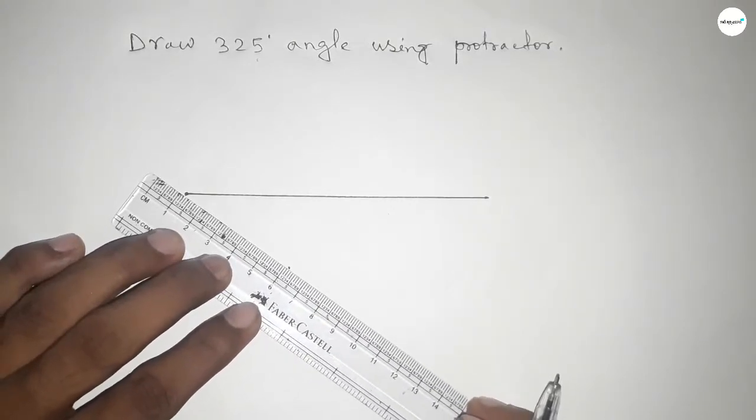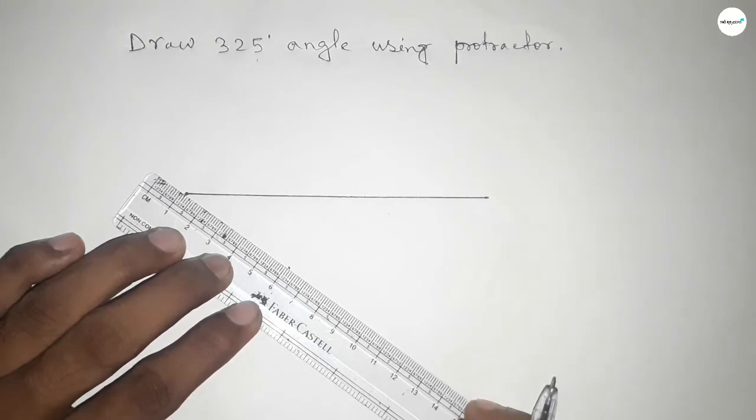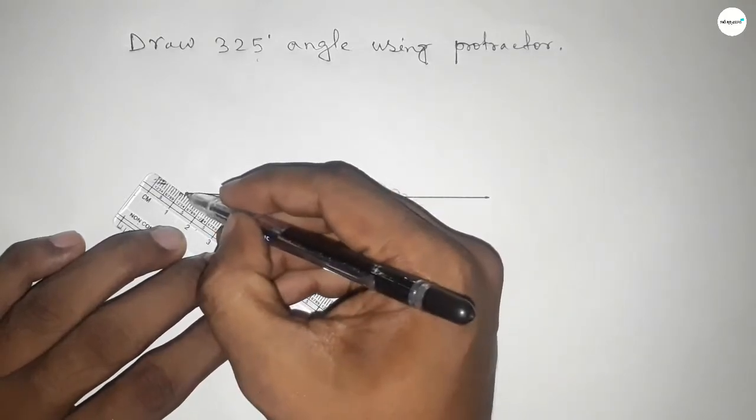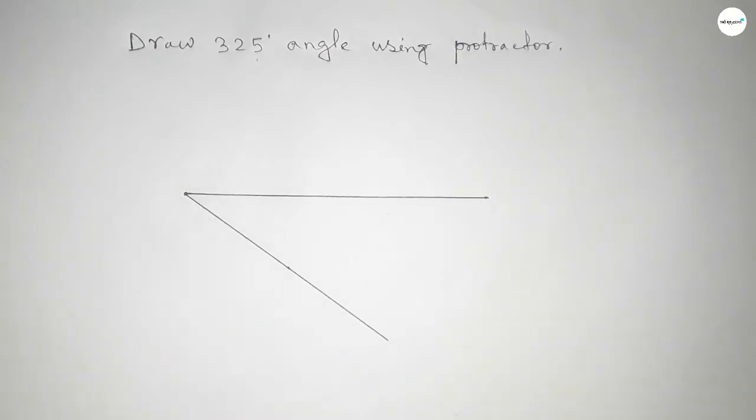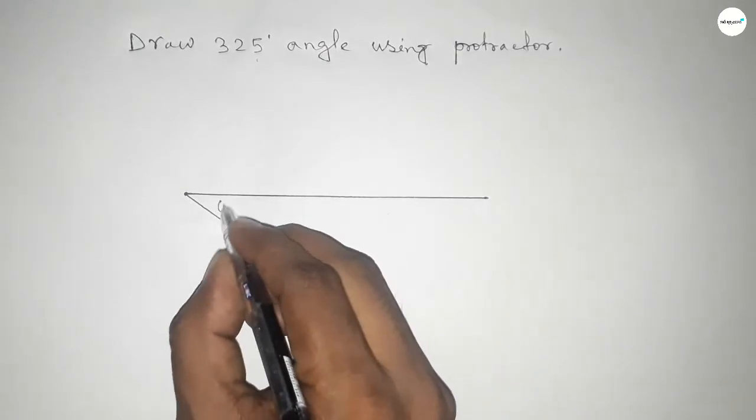So now joining this to get a 325-degree angle. Okay, so we got a 325-degree angle by joining this.